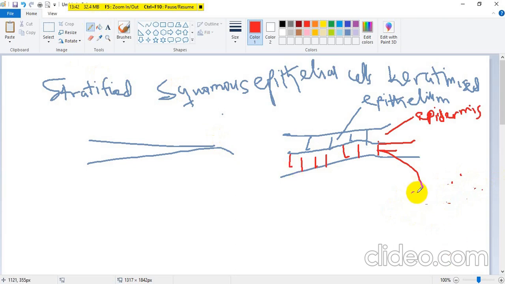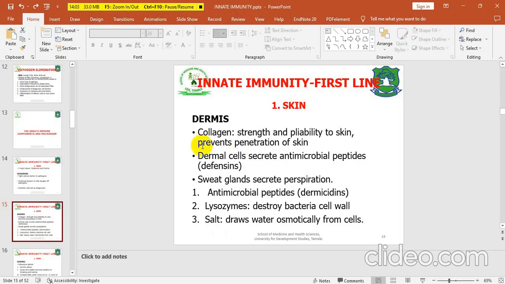So this one is what? Dermis. The epidermis is the outermost layer of the skin, followed by, when you do anatomy, instead of saying followed by the dermis, we say followed by the subcutaneous before you go to the dermis. But this is for basic. The dermis has collagen, and the collagen gives strength and pliability or flexibility to the skin and prevents penetration of the skin.